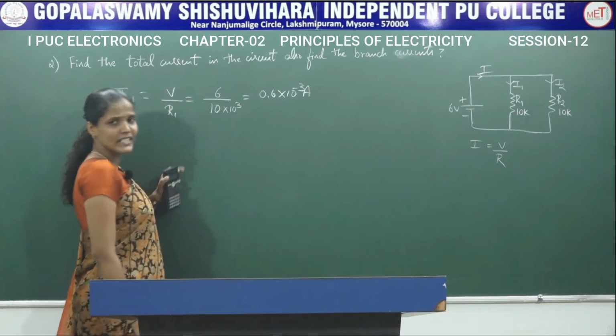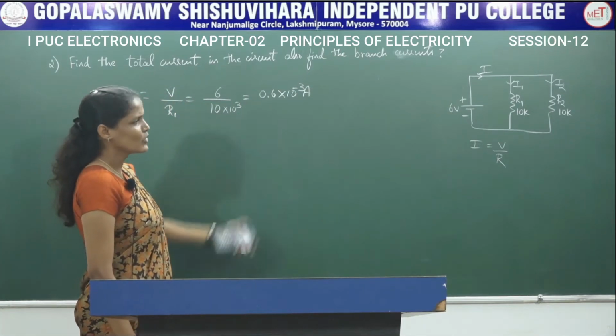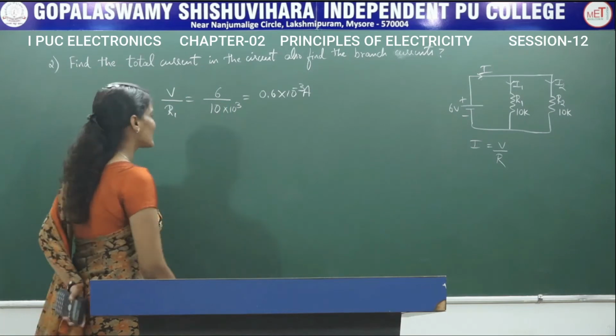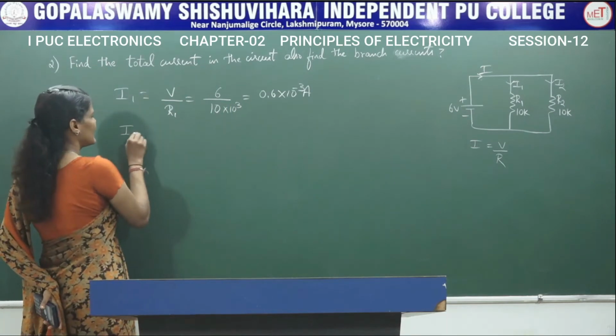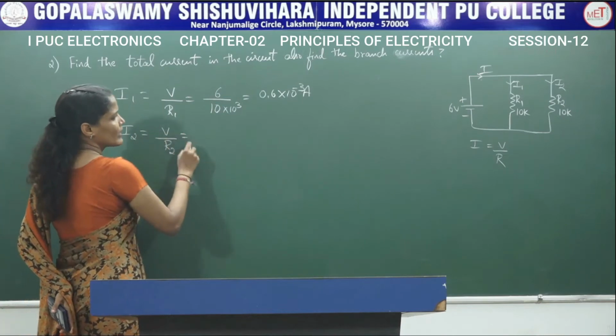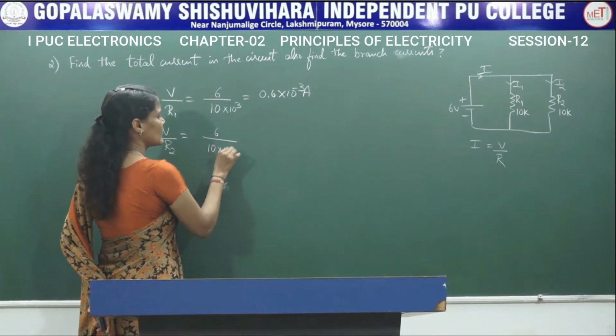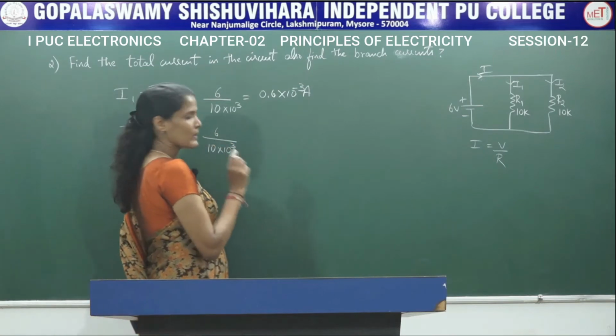Why 10 power minus 3? Because in the denominator we have 10 to the power of plus 3. When it goes to the numerator, its value is 10 power minus 3. Similarly, I2 is equal to V divided by R2, where V value is 6. R2 value is again 10 kilo, that is 10 into 10 to the power of 3.